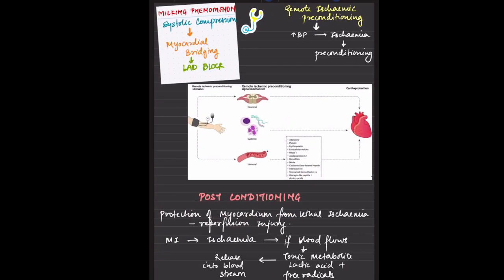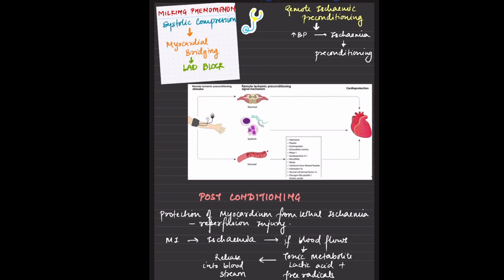Something called post conditioning. That is actually protection of the myocardium from the lethal ischemia, that is, reperfusion injury. We are all familiar with this word, reperfusion injury. Whenever there is an MI, there will be ischemia. Whenever we are doing lysis or it is spontaneously reperfusing, then during that reperfusion there will be toxic metabolites and free radicals at the place of that occlusion.